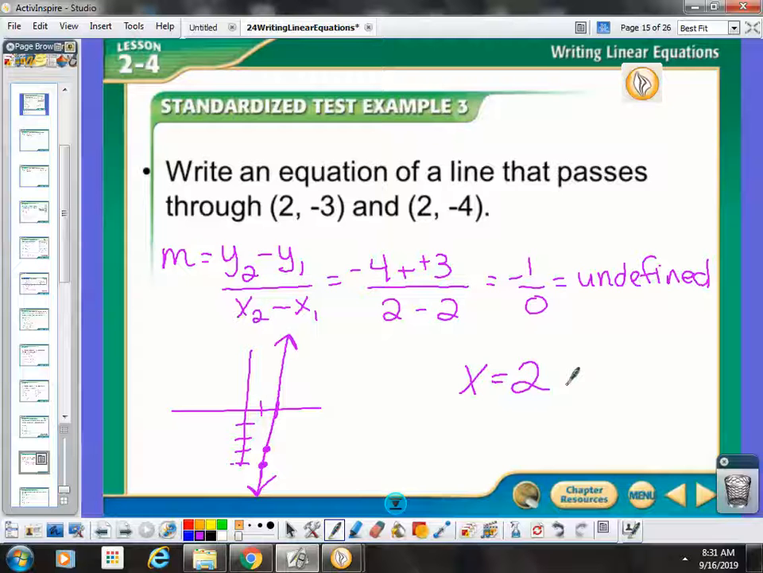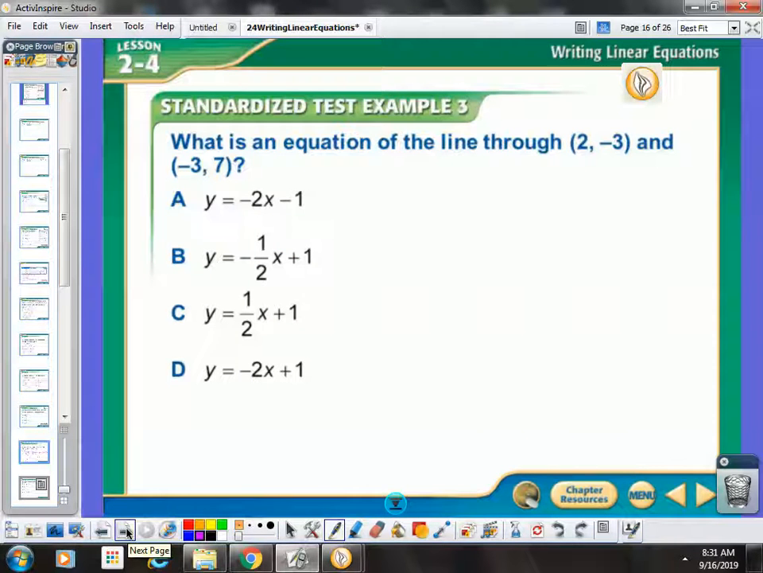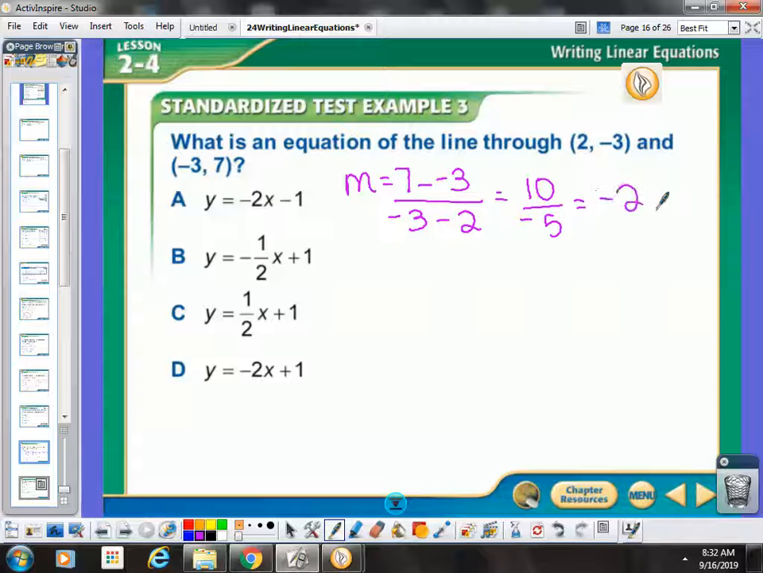Let's do one where we'll have an exact equation. Let's try this one. We have 2, negative 3, and negative 3, 7. Alright, so of course the first thing we have to do is find a slope. Doesn't matter if we want to use point slope form or slope intercept, we're going to have a slope first. So let's find our slope first, and we'll use y sub 2 minus y sub 1 divided by x sub 2 minus x sub 1. So I'm going to say 7 minus a negative 3 divided by negative 3 minus 2. So 10 over negative 5, which is negative 2.